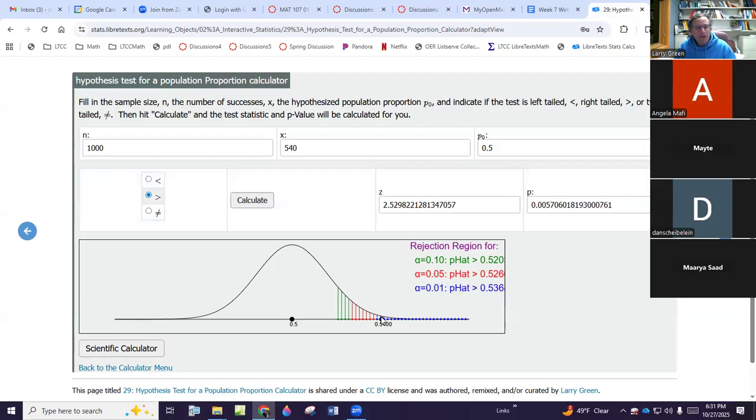So it would be a very, very small probability that if it really was 0.5, then we would get such an extreme value as what we got, which was 0.54. Anyone lost on what I just said? This is very important.